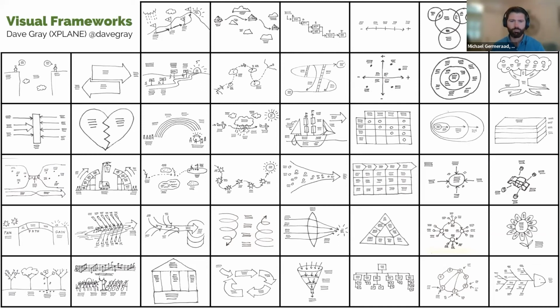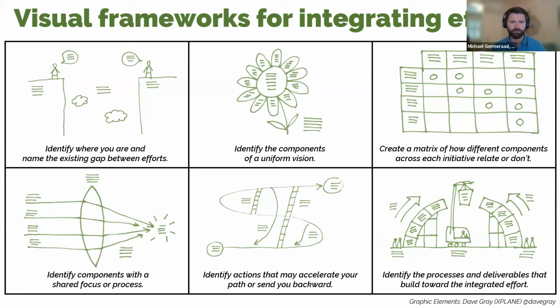conversation. When working across silos, there can often be miscommunication and missed communication. Visual frameworks can really help build shared understanding. And so I've just gone ahead and pulled out 6 specific examples from that prior slide that I might use when exploring integrating efforts with somebody else.